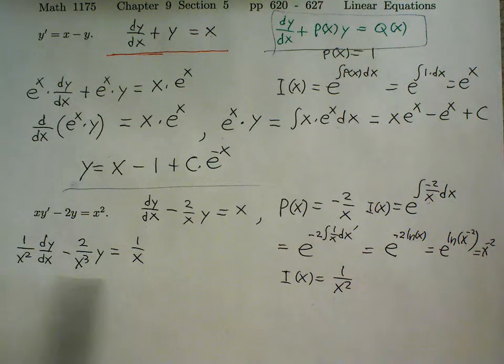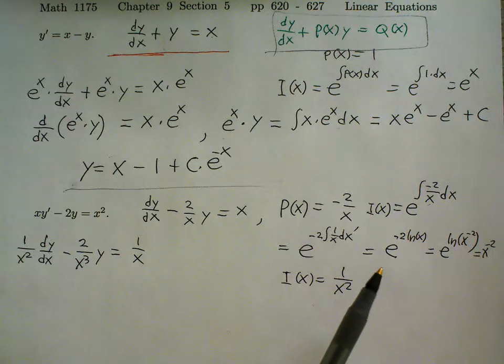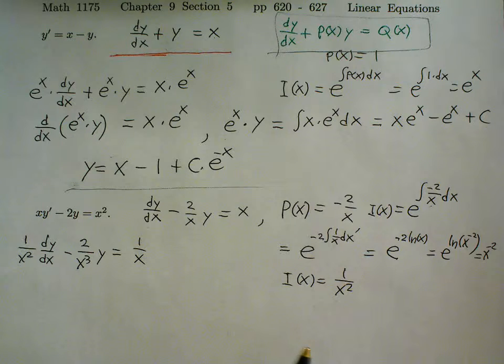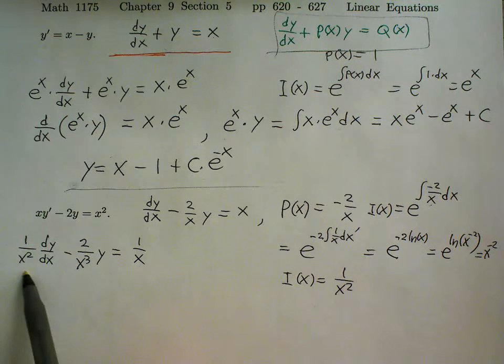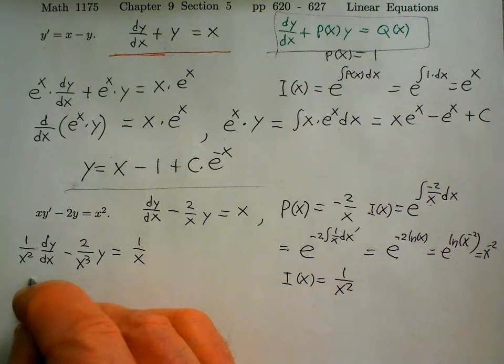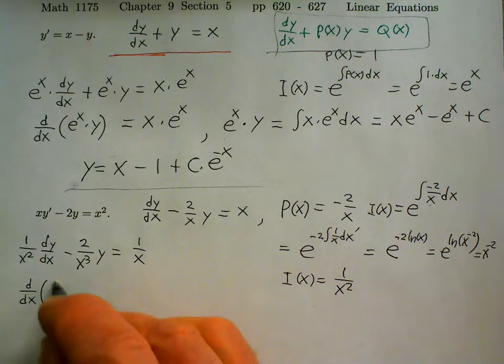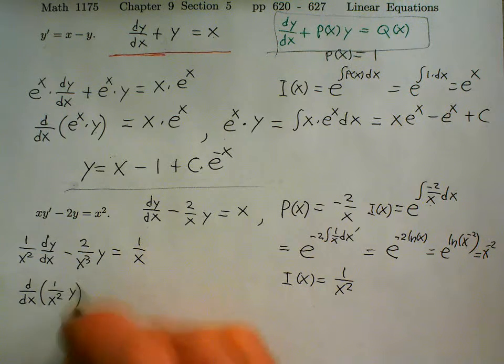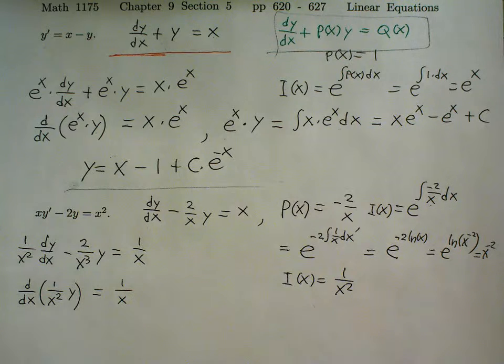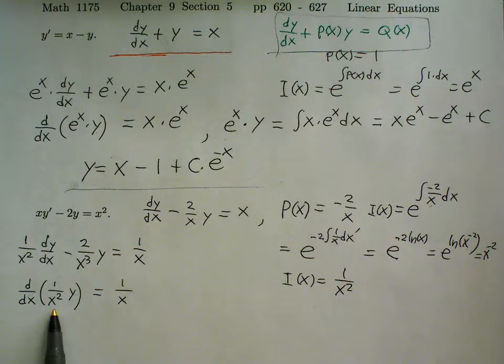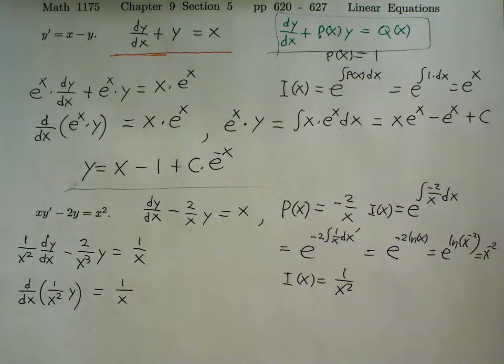And the left-hand side is the result of taking the derivative of a product of two functions of x. So the left-hand side is the derivative with respect to x of the product 1 over x squared times y. And you can always verify that this is correct by applying the product rule to take the derivative of that. So it's implicit differentiation. We're assuming y is a function of x.